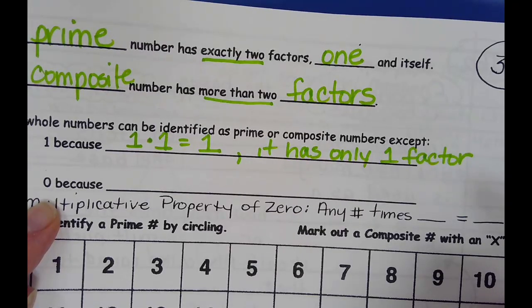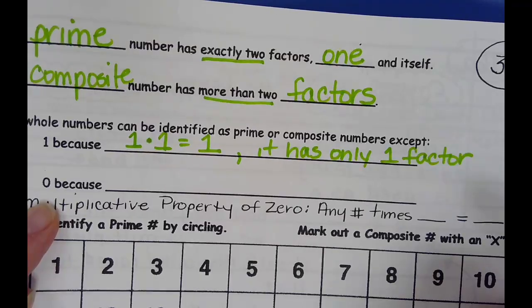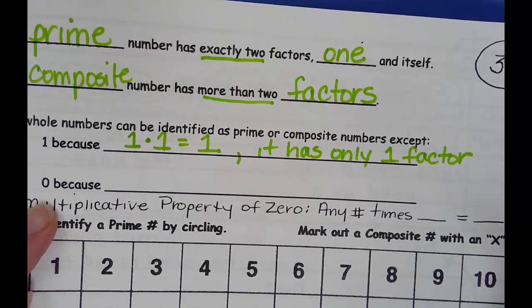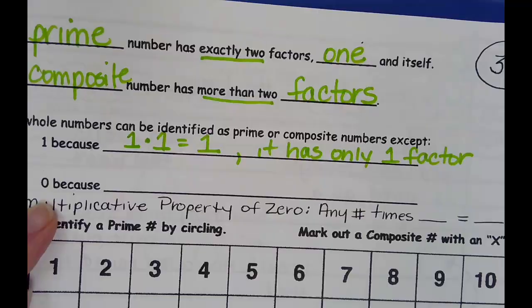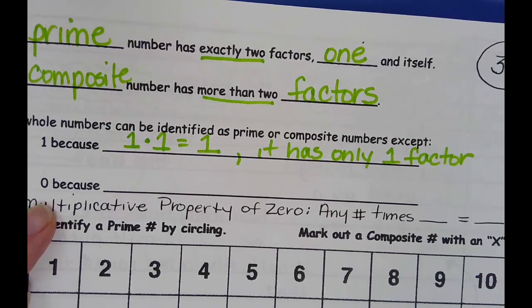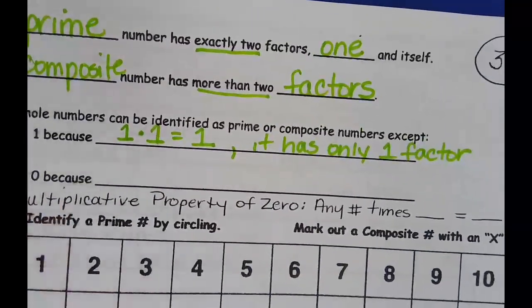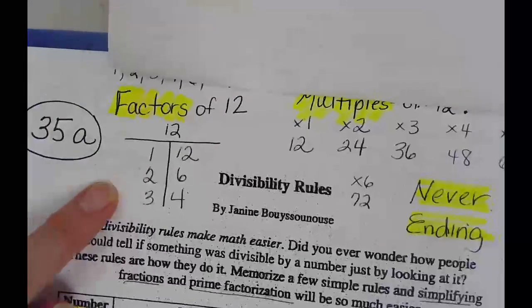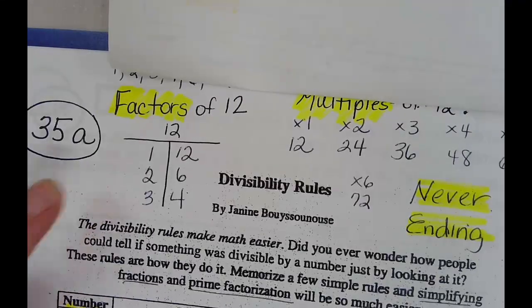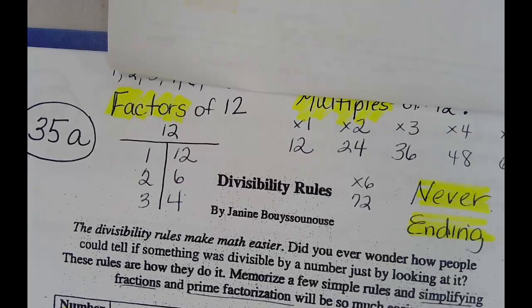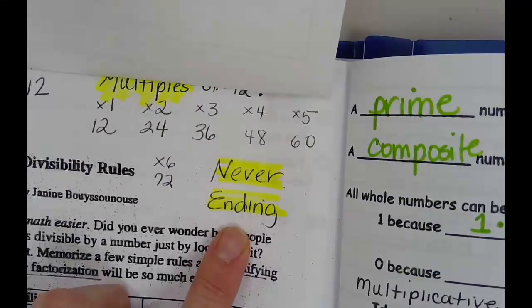0 is neither prime or composite for a different reason. How can I get 0 for a product? 0 times 1. Okay, so is that the only way? No. 0 times anything. How many numbers do we have? Infinite. We talked on Monday that factors are a set number. So if I'm doing factors for a number, I can make a list and stop. Multiples are never ending.